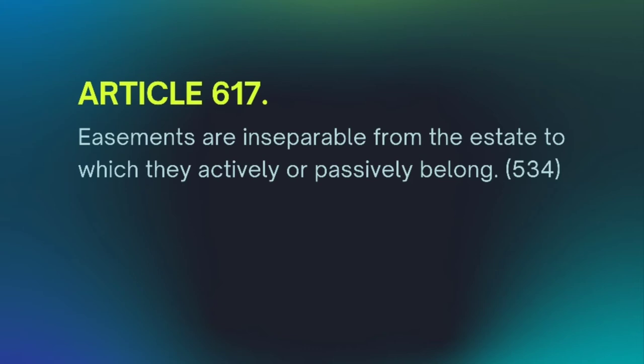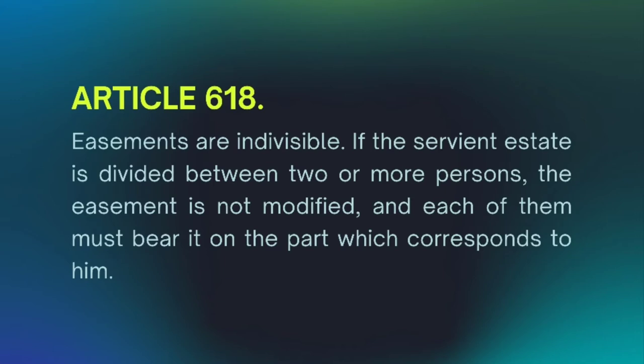Article 617. Easements are inseparable from the estate to which they actively or passively belong. Article 618. Easements are indivisible. If the servient estate is divided between two or more persons, the easement is not modified, and each of them must bear it on the part which corresponds to him.